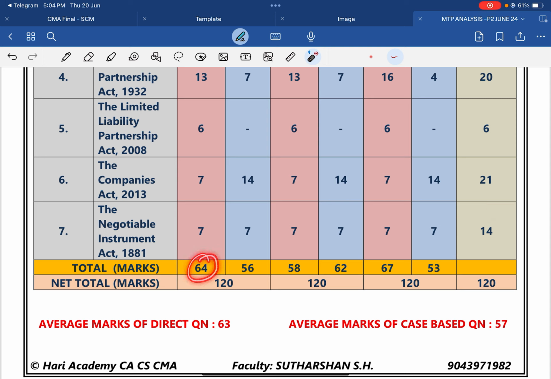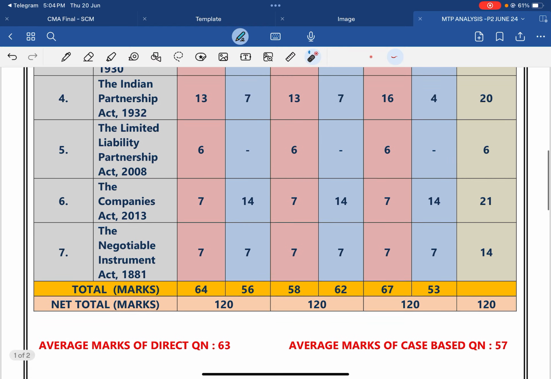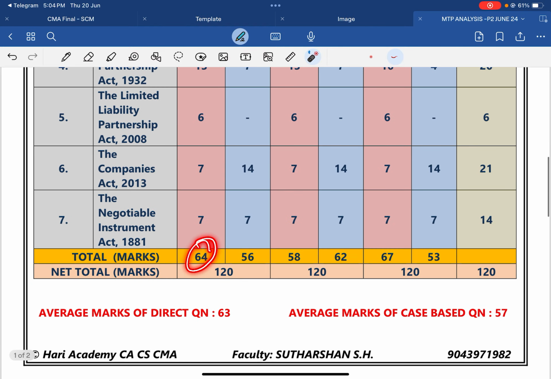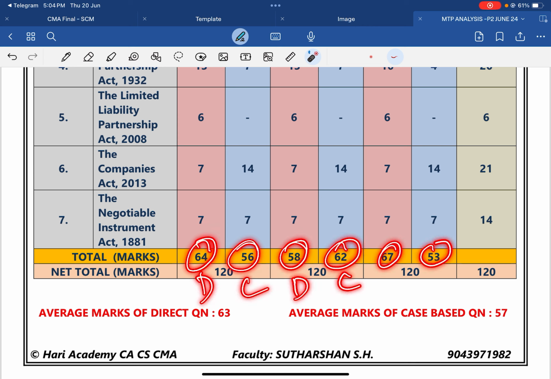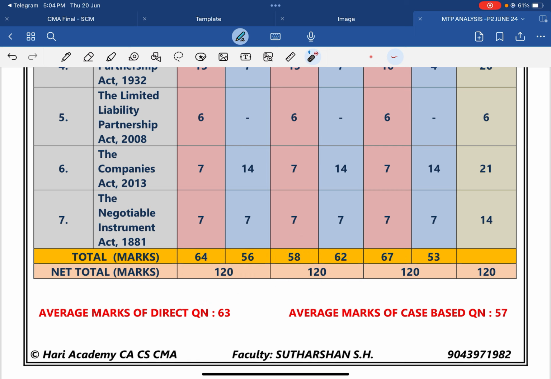On an average, the total marks tested in direct questions are 64, 56, 58, 62, 67, 53. This is direct, this is case based, direct, case based, direct, case based. So it means direct questions sometimes prevail. Okay, average marks in direct questions is 63, average marks in case study is 57.